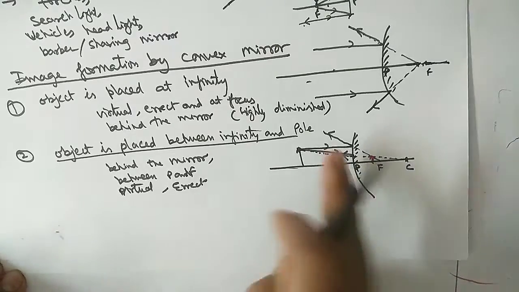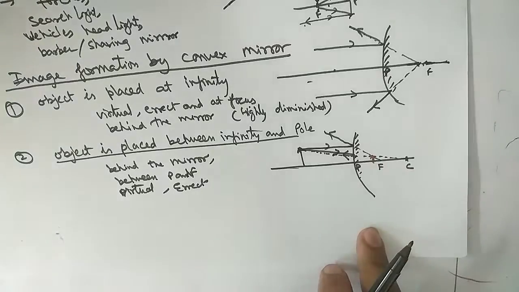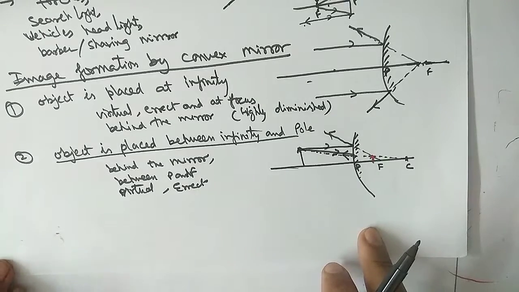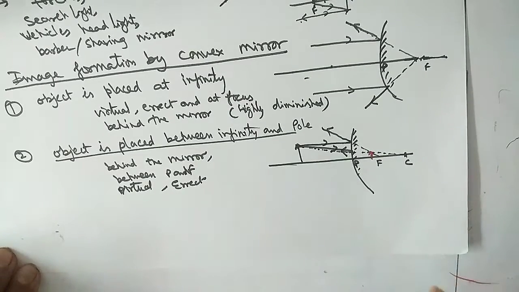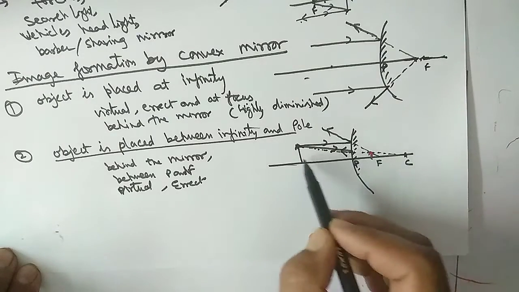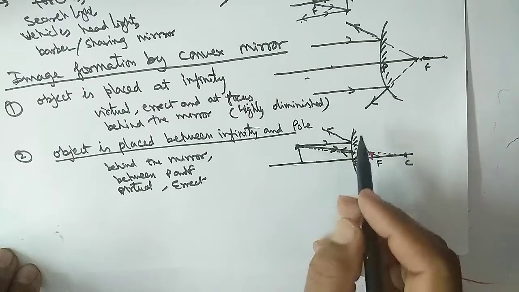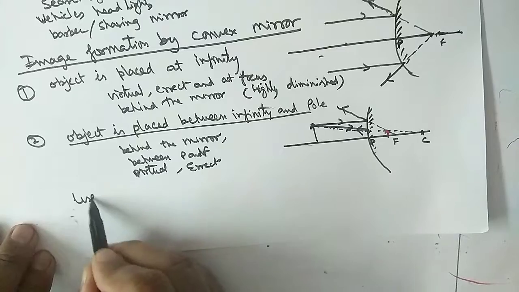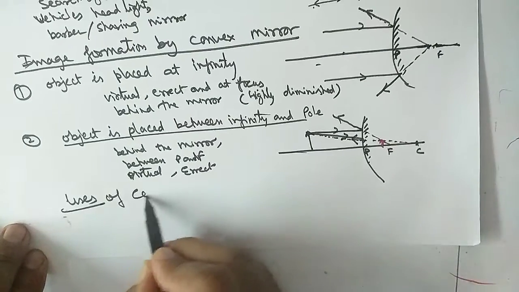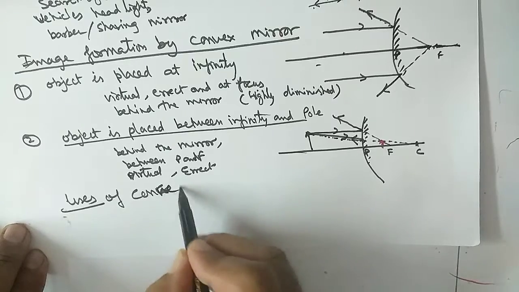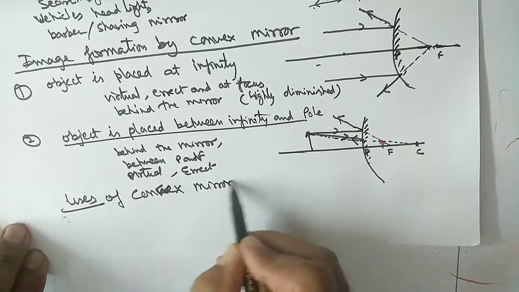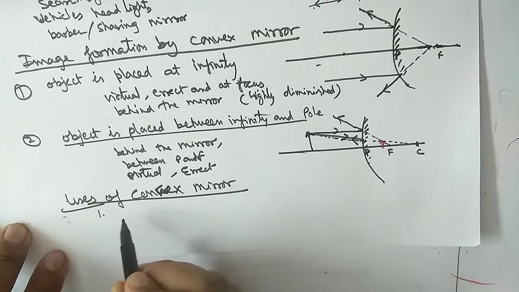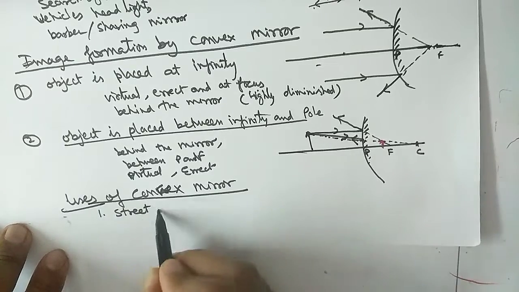You can see it is a diverging mirror, so that's why its uses are different. It is used as a street light reflector, because when the light shines in front of the mirror, the light diverges over a large area of the street. So see the uses of the convex mirror. There are mainly two uses. First, as a street light reflector.